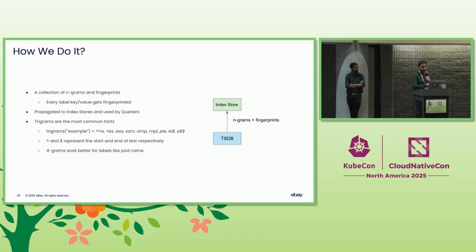The index store gives the IPs of all the TSTBs which actually have the data, and the query layer talks only to those TSTBs, gets the data out of them, merges the data, computes the results, and sends the results back to the end users. And this is how we are able to scale the TSTBs and still make it fast, precise, and scalable.